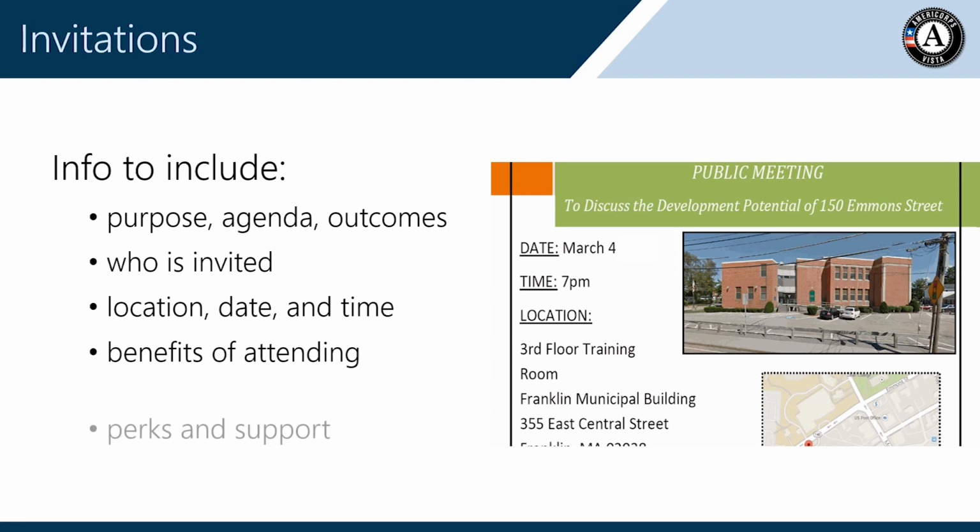To encourage attendance, include any benefits of the meeting, like helping to shape the future of the neighborhood, and mention any additional support, like childcare, interpreters, and refreshments. Also, be clear on whether participants need to RSVP and explain how to do it. Once you have this information, it's time to consider how to spread the word.